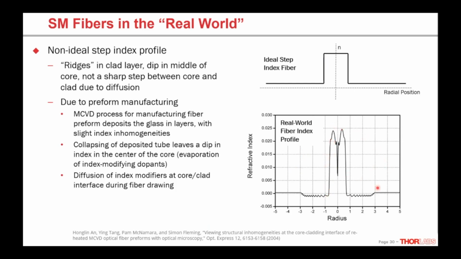So you see, like I said, this is our actual measured real world index profile of a fiber, and it's not quite the same. Luckily though, the fiber does behave almost as if it has the ideal step index profile. Again, we're just scratching the surface on real world effects. We have a talk on the website about fiber manufacturing, which does go into this in more detail.